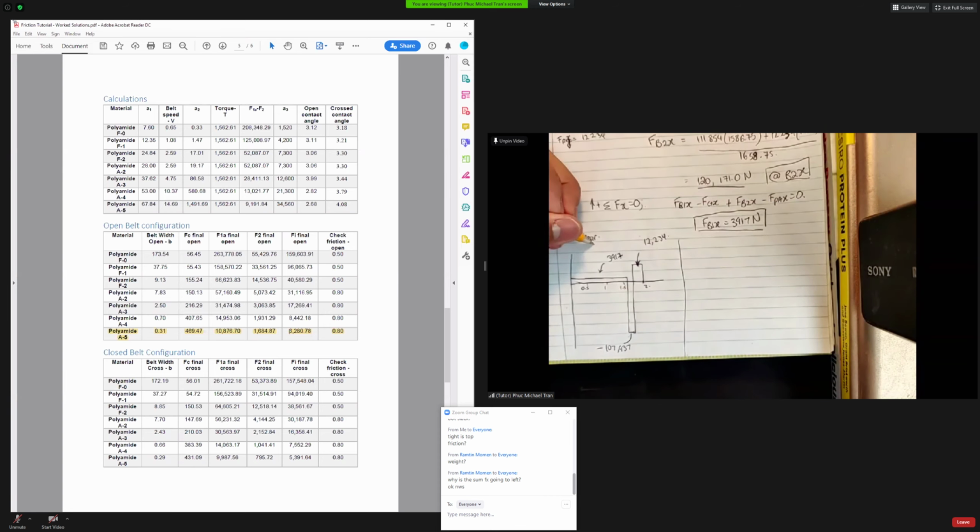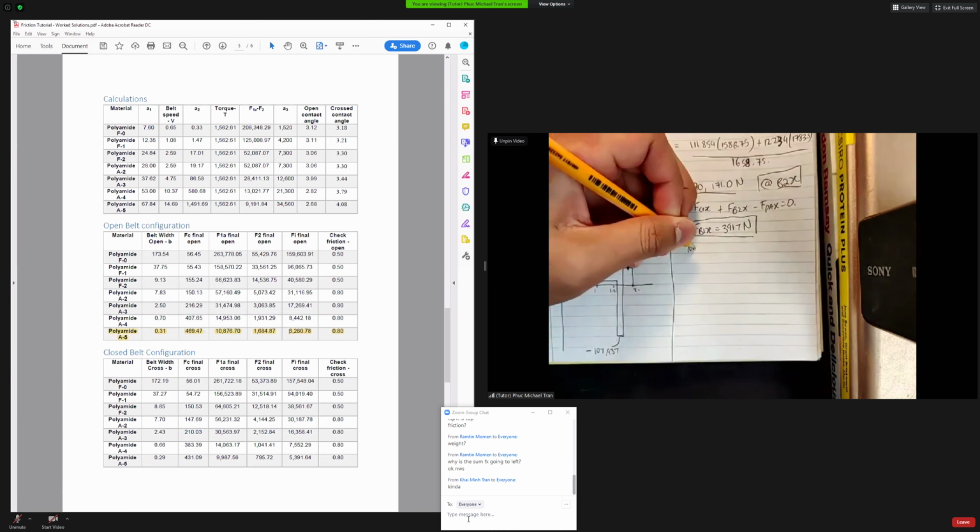Does everyone know what I did there? Does anyone remember how to do a shear and moment diagram? A little bit? Not really? Yes? Kinda? So what do you do next? How do you do a moment diagram?